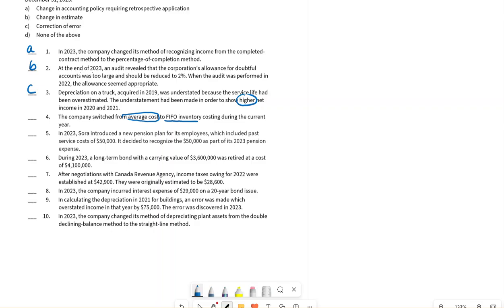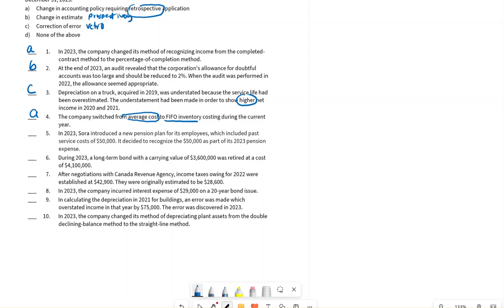It's a GAAP principle. If you're switching from one method to another method, it will be a change in policy. If it's a change in policy, it's done retrospectively. Correction of an error is also done retrospectively. Change in estimates is done prospectively.